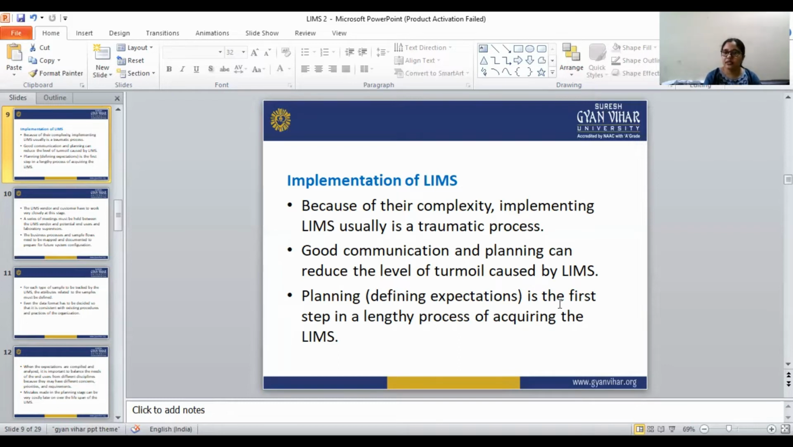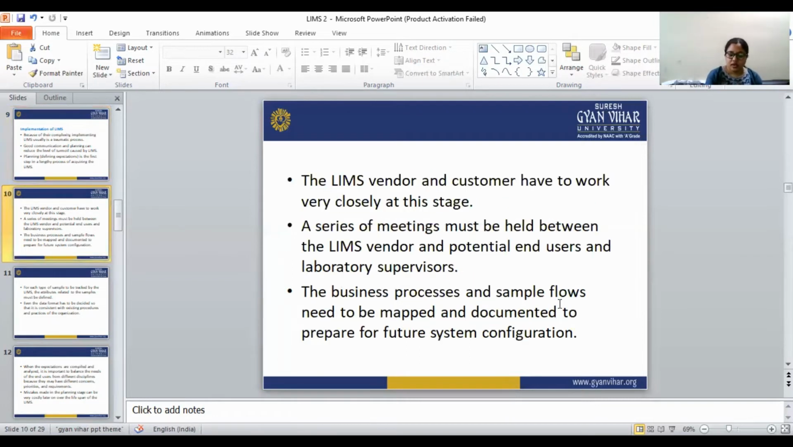So the LIMS is a very complex process and its implementation is very traumatic. Good communication and planning can reduce the level of turmoil caused by the LIMS, and planning is the main step in the lengthy process of acquiring LIMS. The LIMS vendor and the customer have to work very closely at this stage, when the planning is happening.